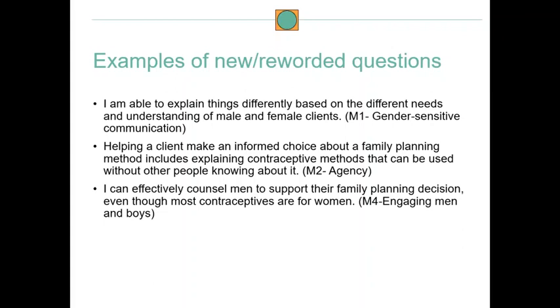Helping a client make an informed choice about a family planning method includes explaining contraceptive methods that can be used with or without other people knowing about it. And so this is part of our agency module. This picked up on something that we heard from the providers about the need to be able to counsel their clients in a way that would help them use family planning discreetly to maintain their client's agency. So this was a newly constructed item that we added after piloting.